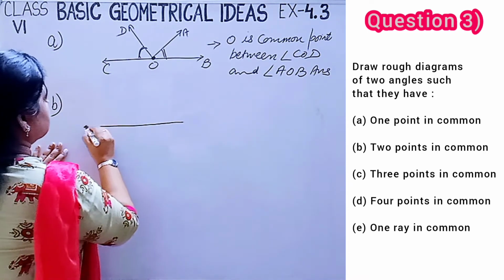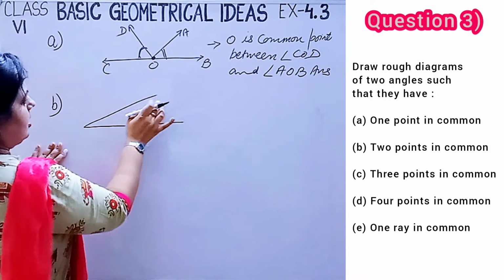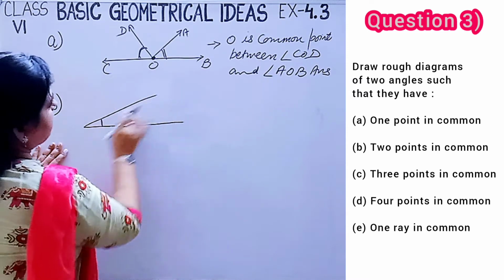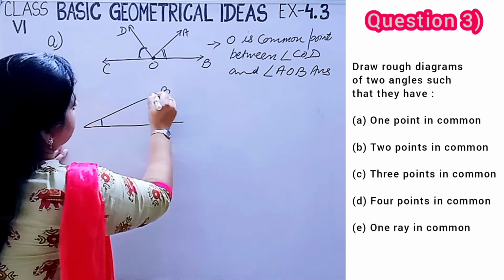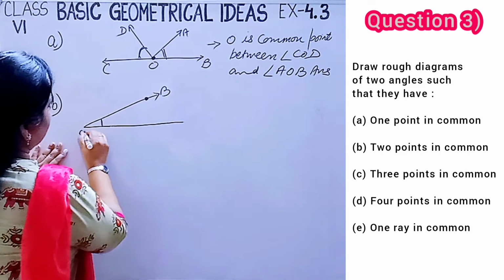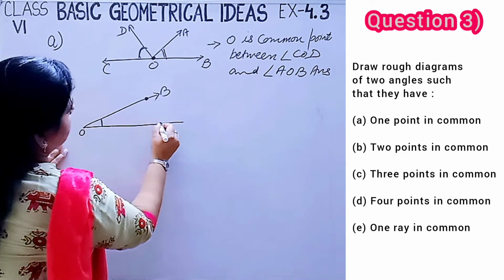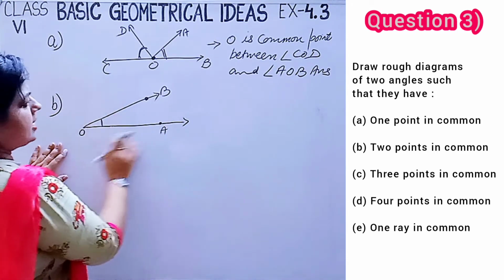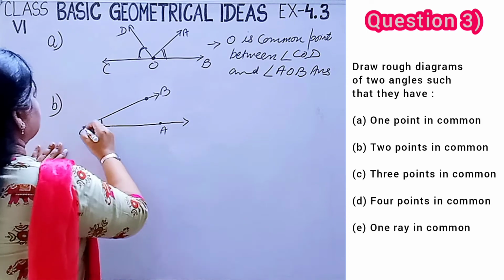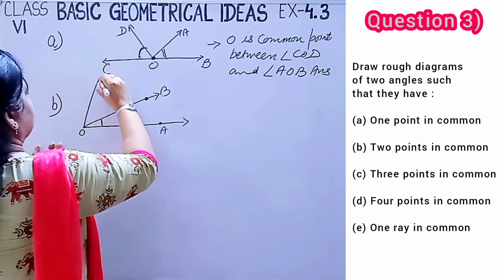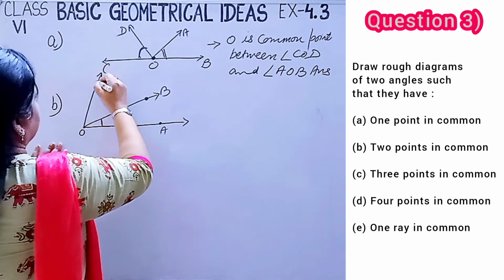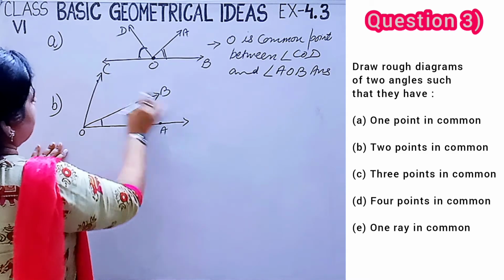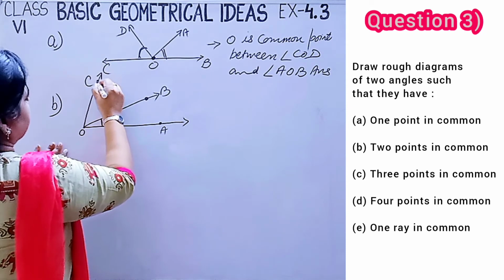So we have to draw the figure. Suppose this is our angle, and we are giving the names B, O, and A. Now coming to another angle, because they are talking about at least two angles, one more, giving the name ABC. This is point C.